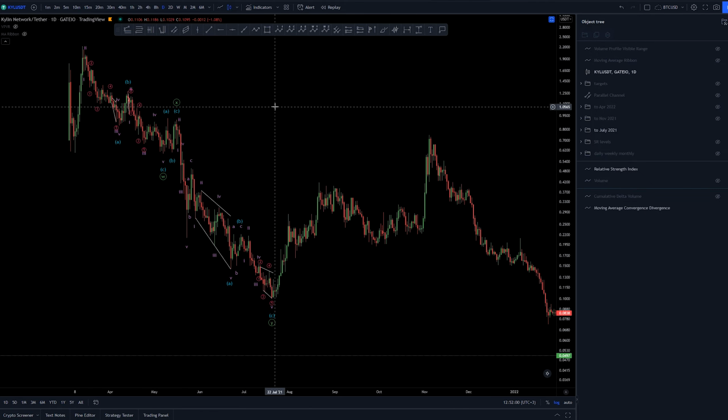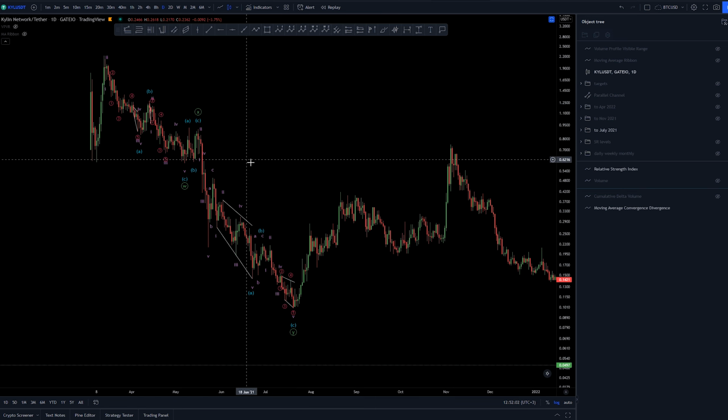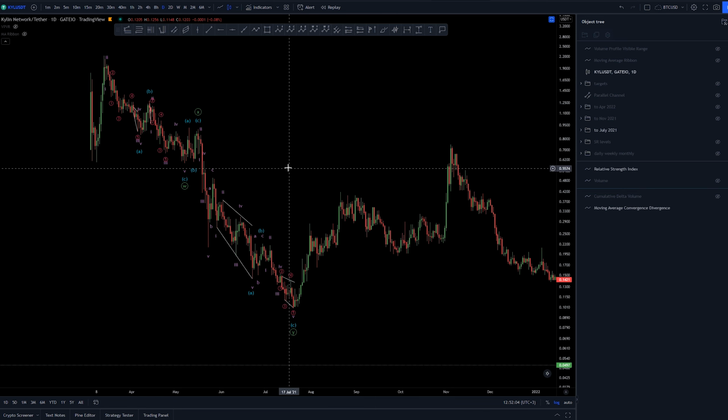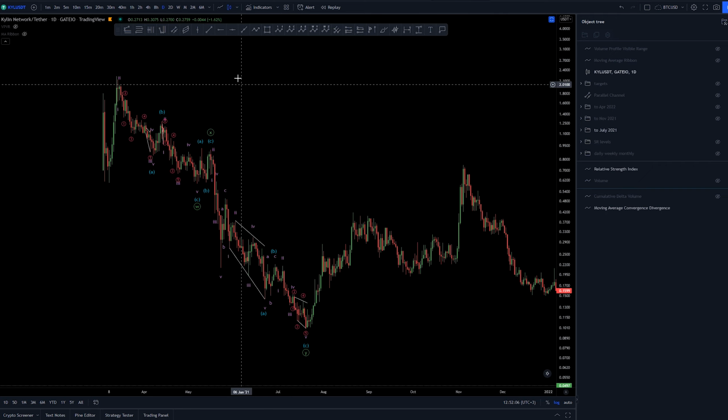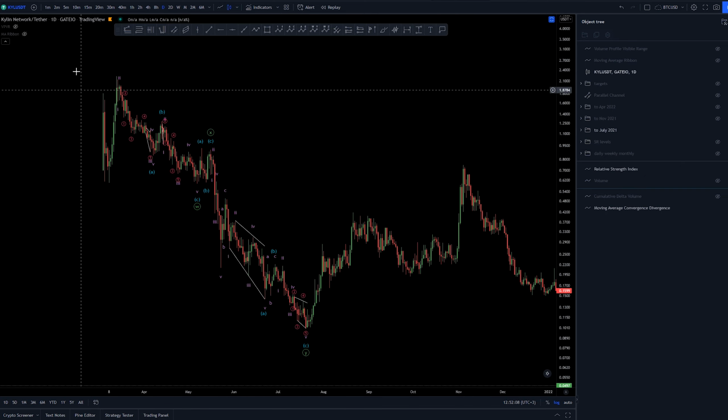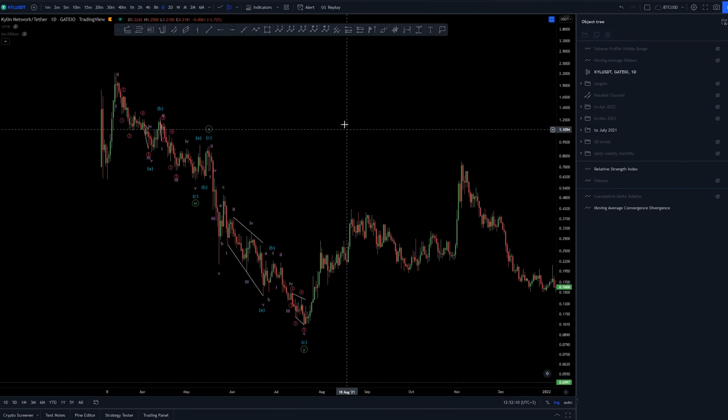part of something else that has happened up here. Not much to go on from here. I managed to get this count pretty easily here, but again it is not confirmed by any count or by any means because we don't have price history back here.